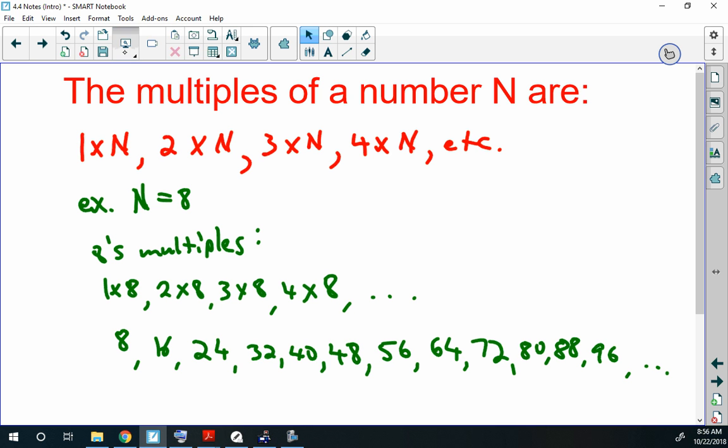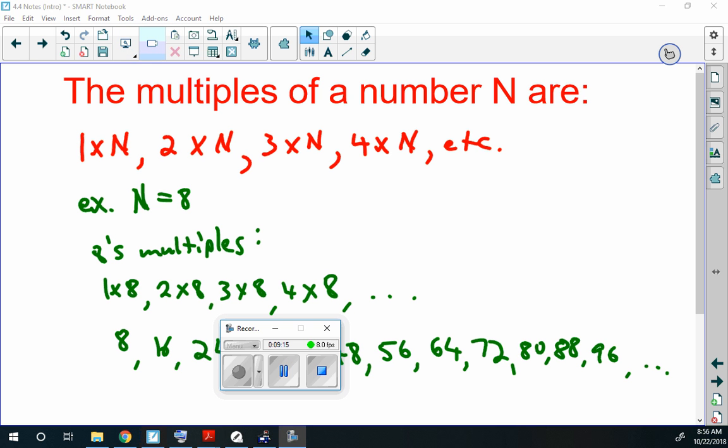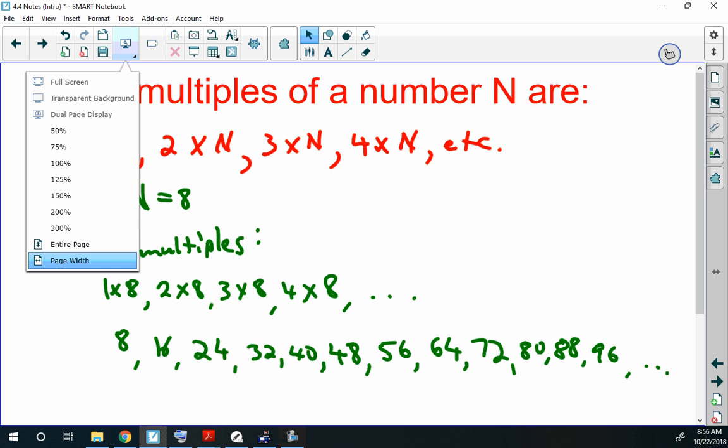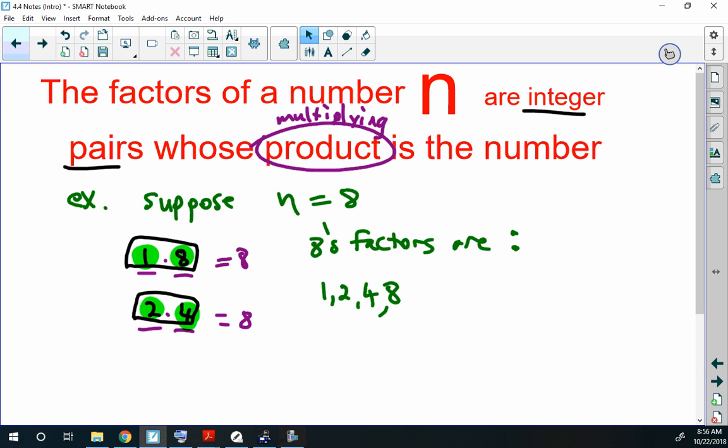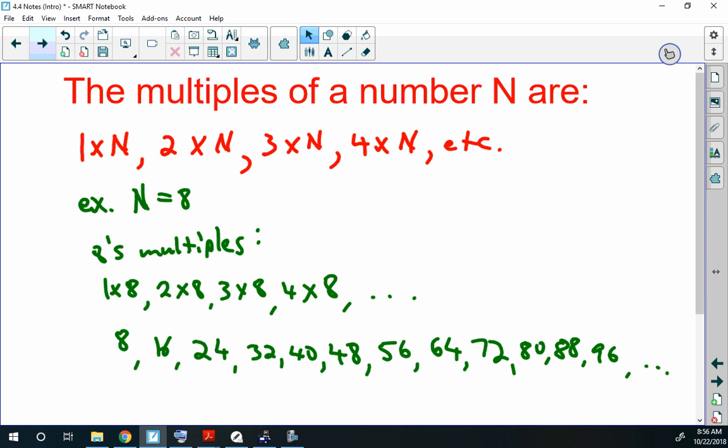So it's real imperative, it's real important, it's critical, it's paramount that you understand the difference between the factors of a number and the multiples of a number. It's real important that you get that.